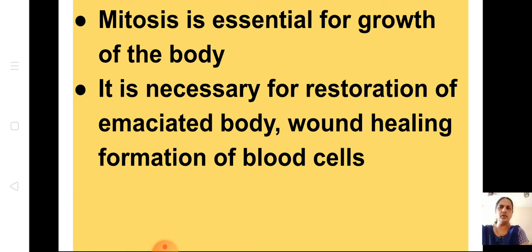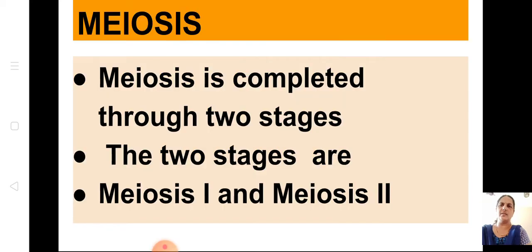It is for the growth of the body, for the restoration of the emaciated body, wound healing and formation of red blood cells. This mitosis is very essential. I think mitosis is very clear. Now let us go to meiosis. Meiosis is not explained much in your textbook.